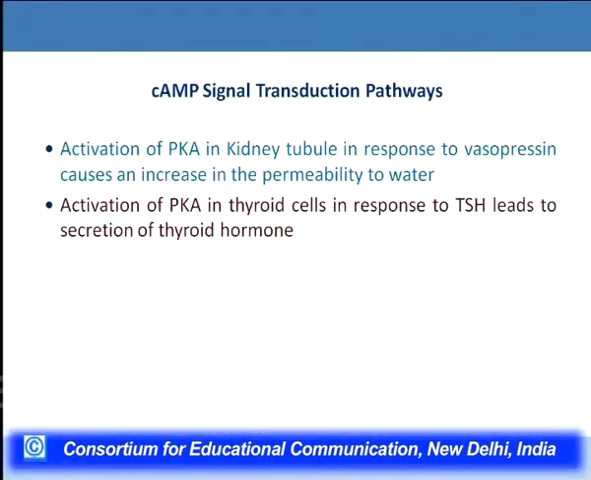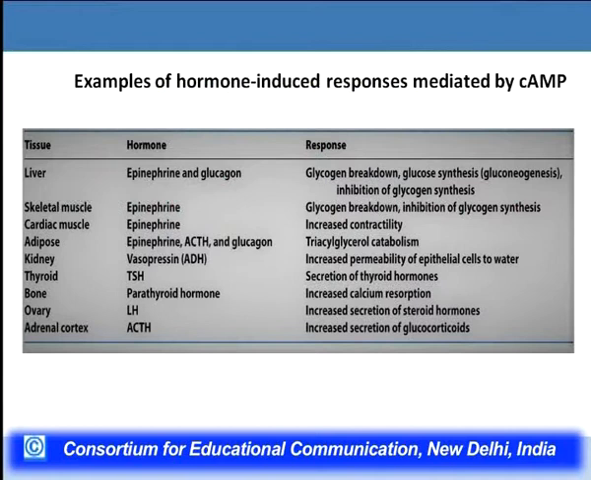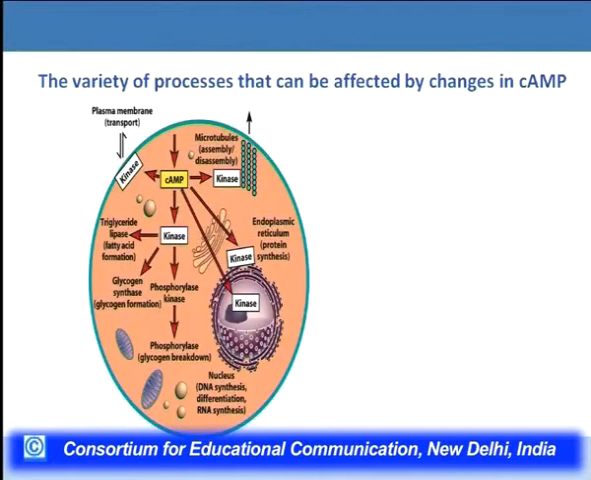For example, in the kidney tubule, whenever PKA gets activated in response to vasopressin, there is an increase in permeability to water, and in thyroid cells, in response to TSH, it leads to secretion of thyroid hormone. So, there are varied responses generated by binding of specific hormones to their receptors in the different cells of the organism. This particular panel shows different responses generated by binding of hormones to the receptor, but mediated by cAMP. And this panel shows the varied effects which can be produced by binding of specific hormones and production of cAMP in the cell.